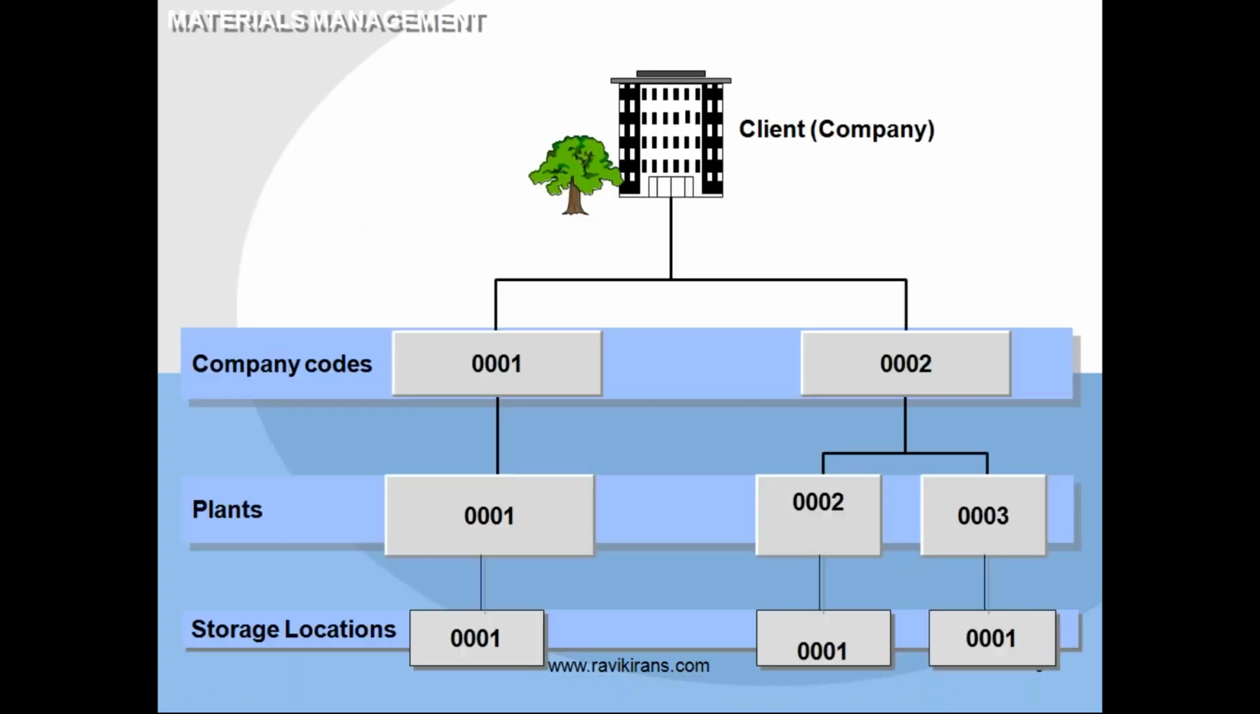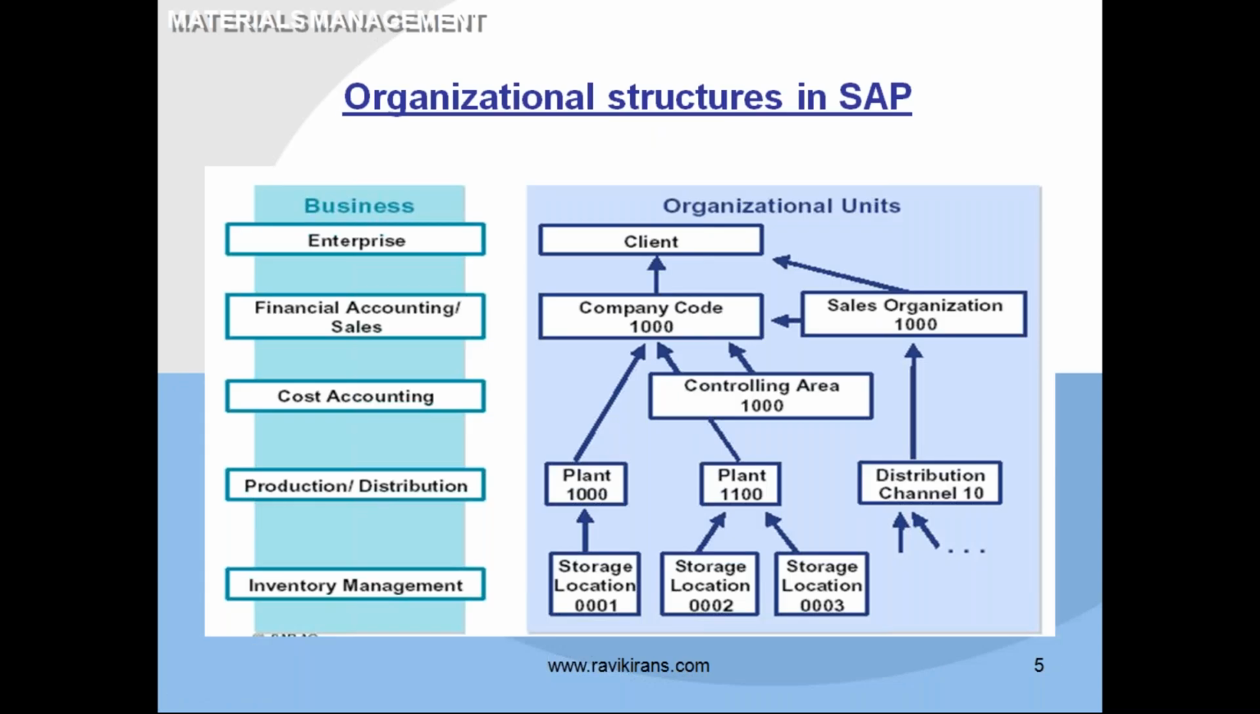The code given for plant is 1000 and 1100, but the storage location numbers are different. Basically there is no significance to these numbers. This is the first plant, the second plant, the third. This is the first storage location, the second location. These two plants are in Germany, in Hamburg and Berlin. Like that, they have plants in two cities.